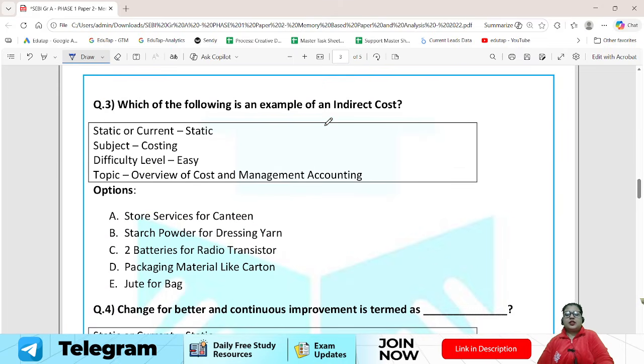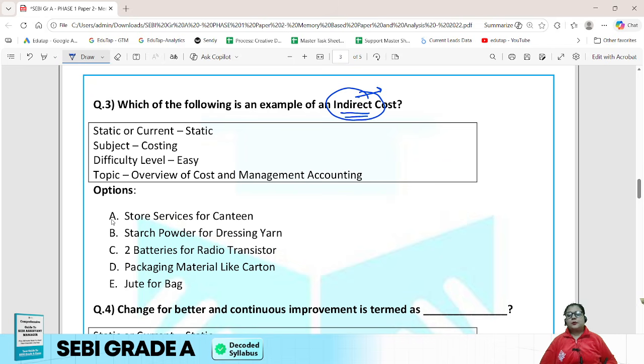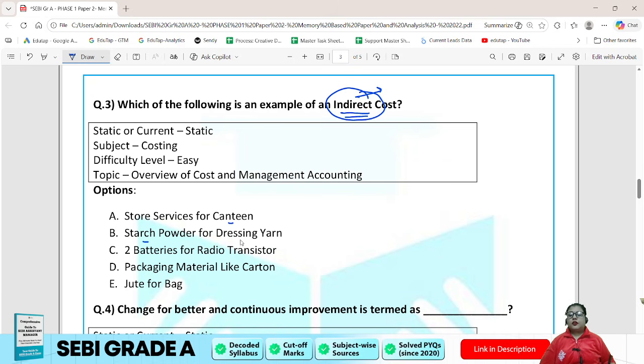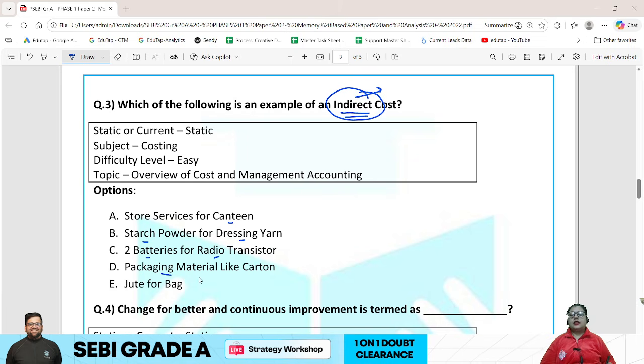Question number 3. Which of the following is an example of indirect cost? Indirect cost means the cost that we cannot directly attribute towards our product, right? So see the options: store services for canteen, starch powder for dressing yarn, 2 batteries for radio transistor, packaging material like carton, and jute for bag.